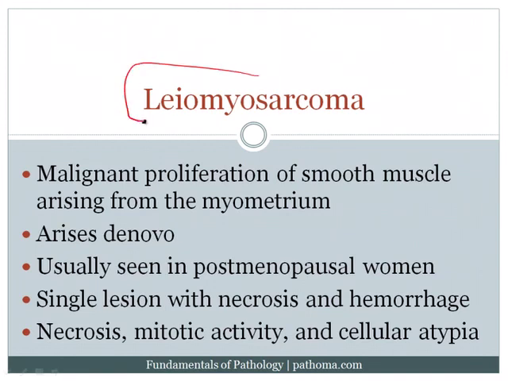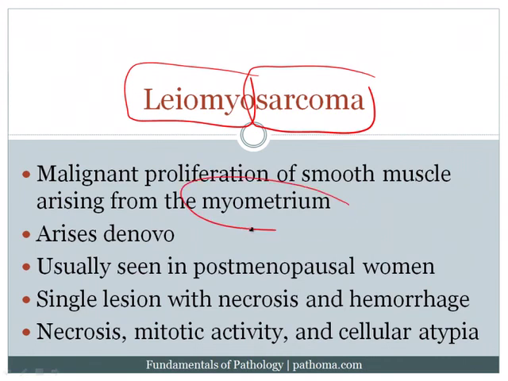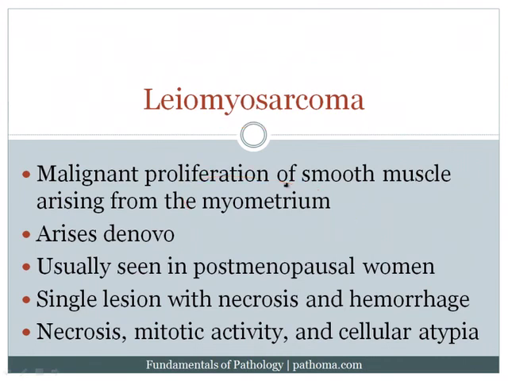Okay, leiomyosarcoma I've kind of touched on already. Leiomyo refers to smooth muscle, and sarcoma means malignant mesenchymal proliferation. So it is a malignant mesenchymal proliferation of smooth muscle that classically arises from the myometrium. High yield point number 1: it arises de novo. Leiomyomas do not become leiomyosarcoma. Again, leiomyoma does not become leiomyosarcoma. Leiomyosarcoma is a completely separate tumor that arises de novo. It arises on its own. That's high yield point number 1.